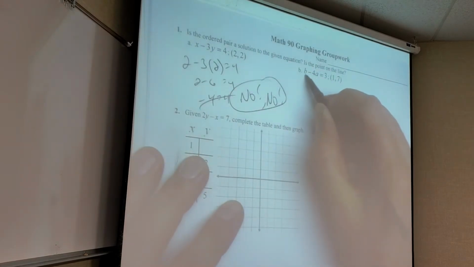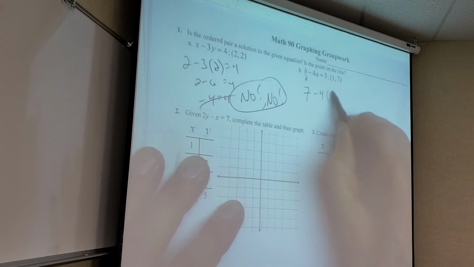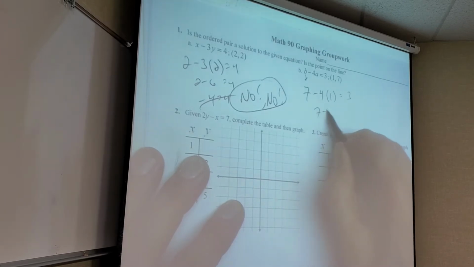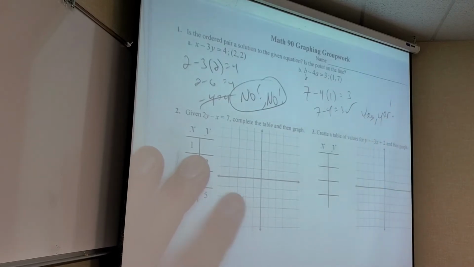What goes here for part B? What goes here? 7. And sure enough, 7 minus 4 is 3. Check. So yes.